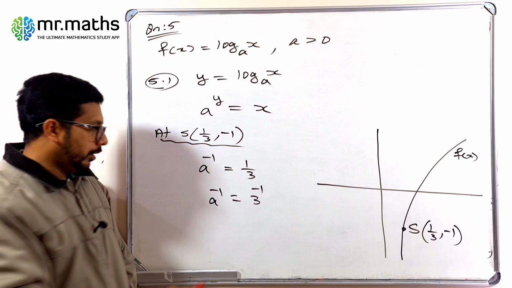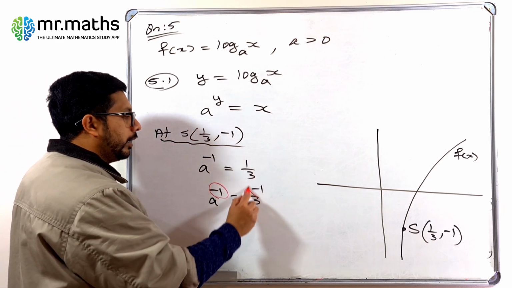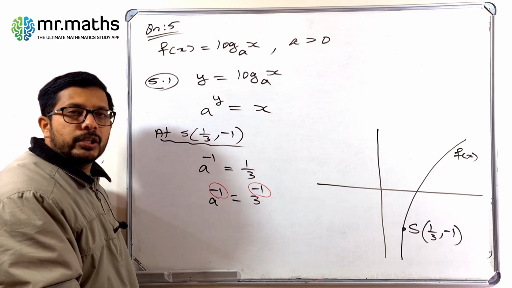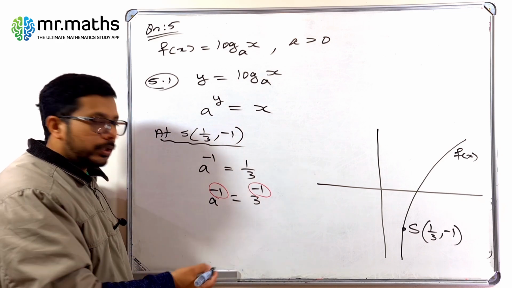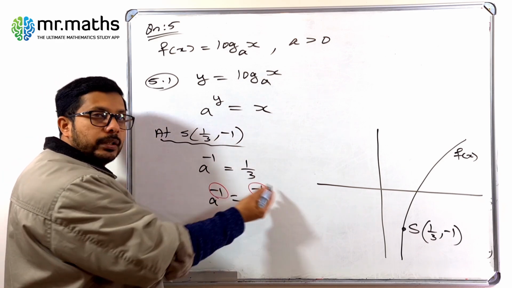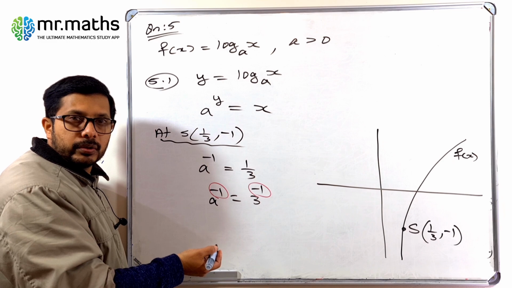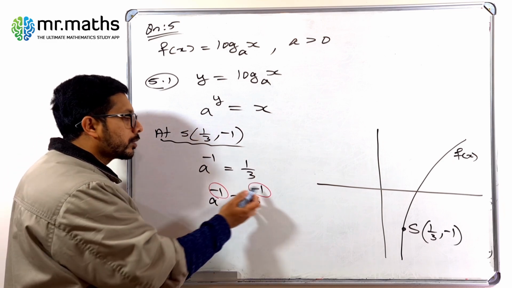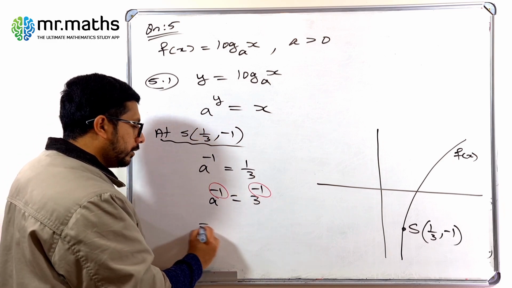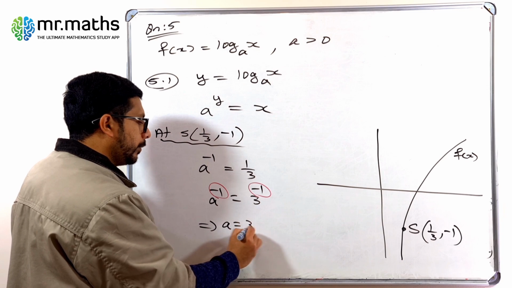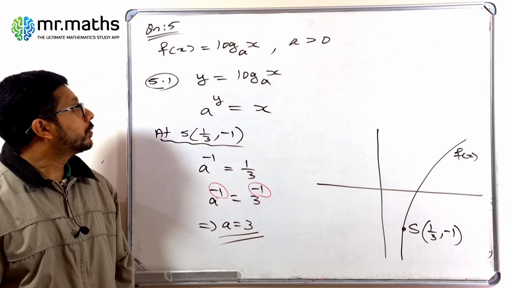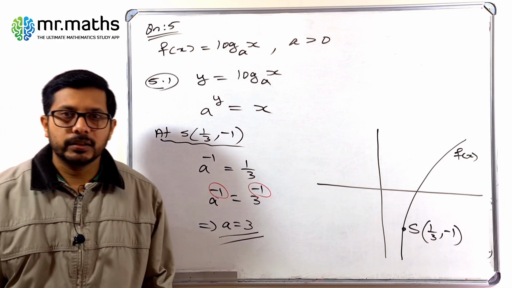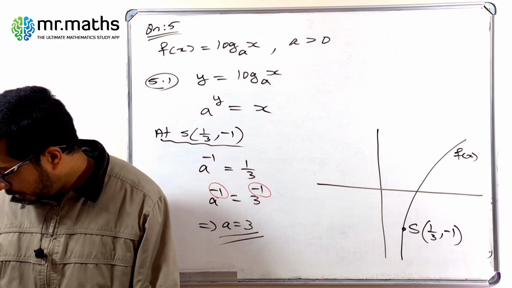So here you can see that the exponents are the same, so we can equate the bases also. Normally, when the bases are the same, then the exponents are equal. Here it is just the opposite: the exponents are the same, so the bases are also the same. So what is the meaning of that? The value of a is equal to 3. So that is question number 5.1. Now let's go to question number 5.2.